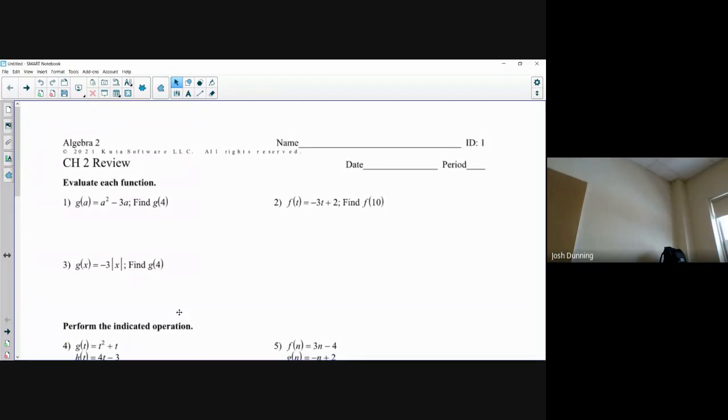All right, so the chapter 2 review sheet. Now, number 1, plug the 4 in for both a's: 4 squared minus 3 times 4. And like I said before, you can just type that in if you want. You don't have to do the order of operations. If you type that in, you should get 4.